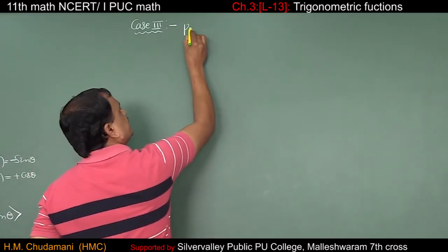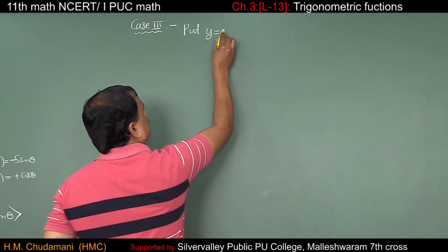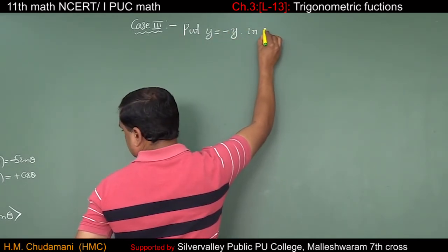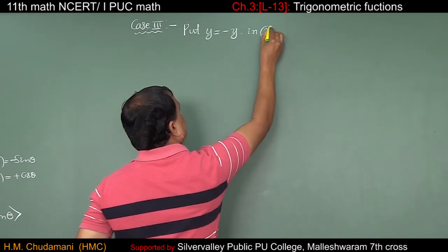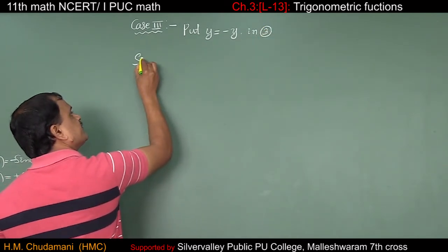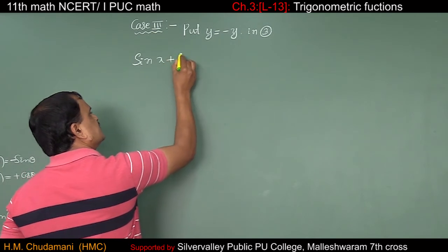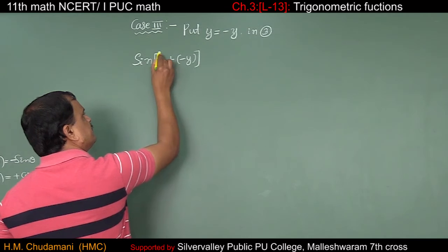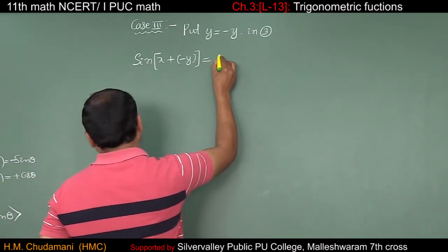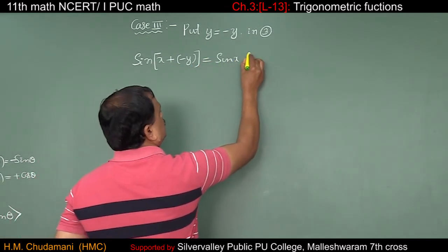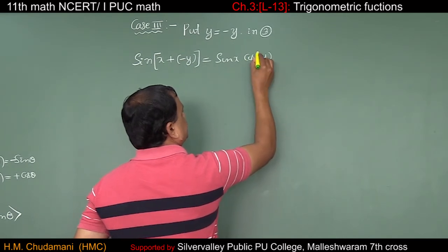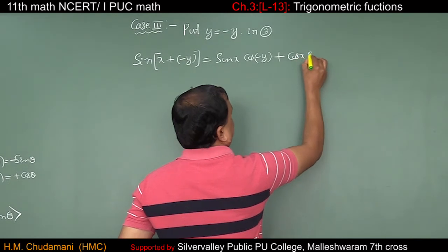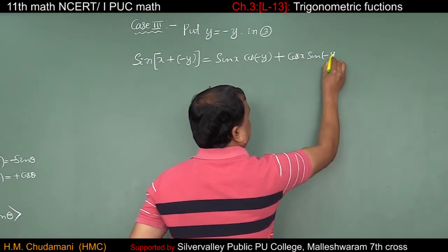So put y is equal to minus y in equation 3. So that is sin of x plus minus y, which is equal to sin x into cos of minus y plus cos x into sin of minus y.